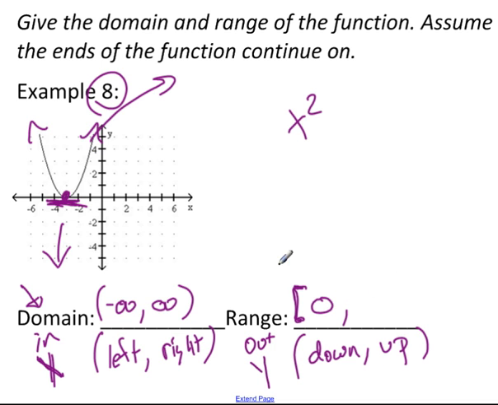How far up does it go? Well, it keeps going up in both directions forever. So that's going to be our positive infinity here. So that's how we're doing our domain and our range. Domain, always negative infinity to infinity. Range, you have to check, where does it stop and turn around? Is it stopping and turning around on the way down, or is it stopping and turning around on the way up?